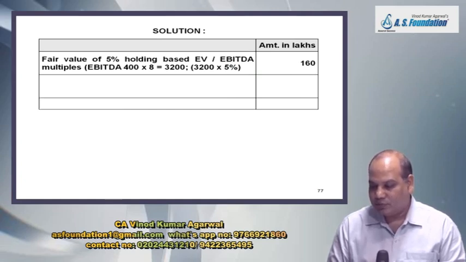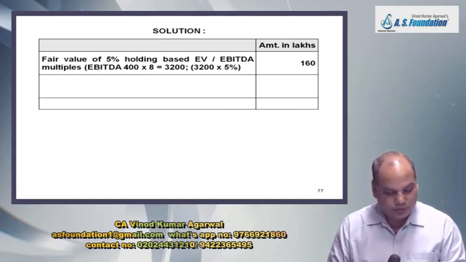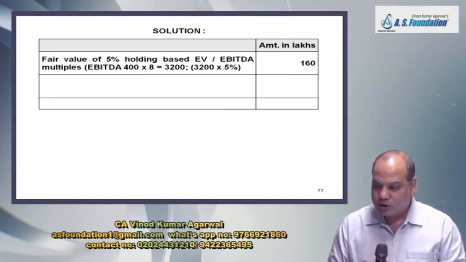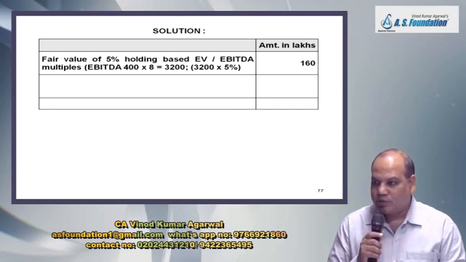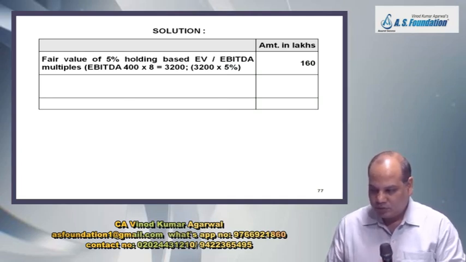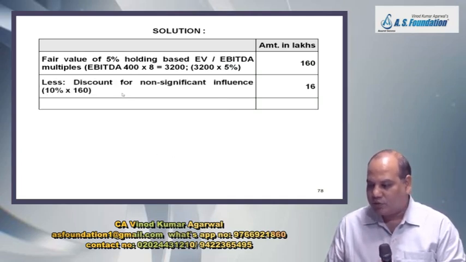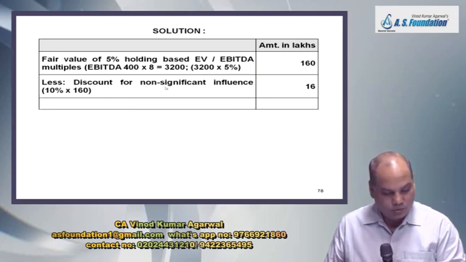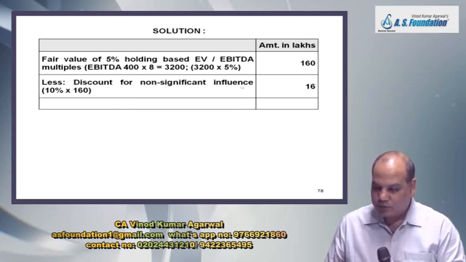EBITDA 400 into 8 times, 3200. Again in one bracket 3200 into 5%. That is 160. And less discount for, you can write non-significant influence or you can write for non-controlling discount 10%.